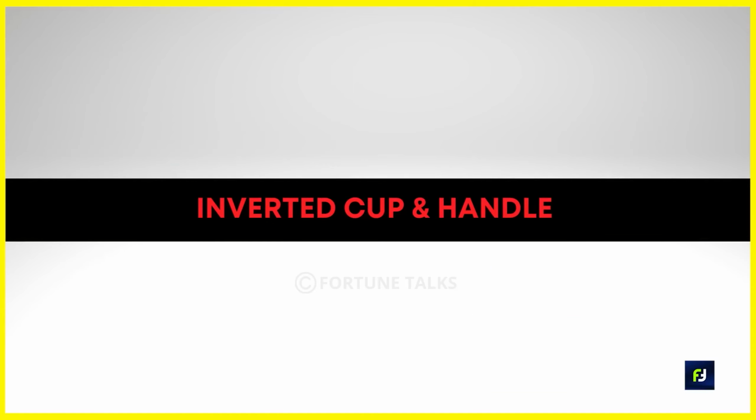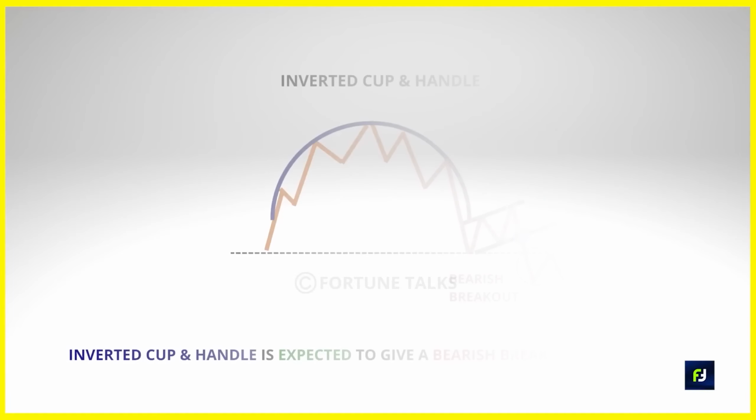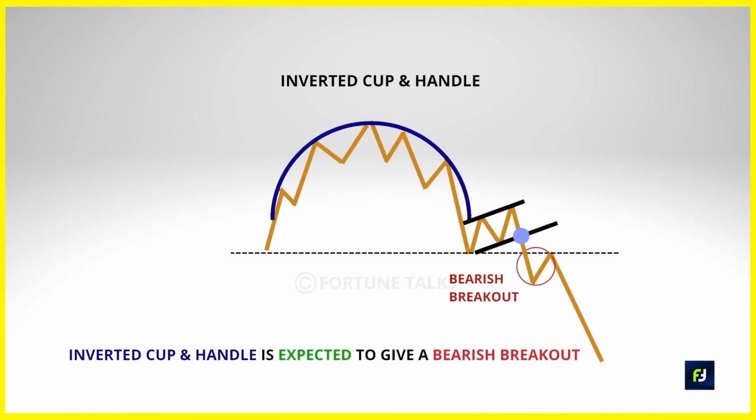Moving on to the final pattern of this video, the inverted cup and handle pattern. If you flip a cup and handle pattern upside down, you will get an inverted cup and handle pattern. This is a pattern that gives a bearish breakdown. Depending on where it is formed in a trend, it can be a bearish continuation pattern or a bearish reversal pattern. But we are less interested in where it forms, and more interested in the bearish breakdown that it provides.